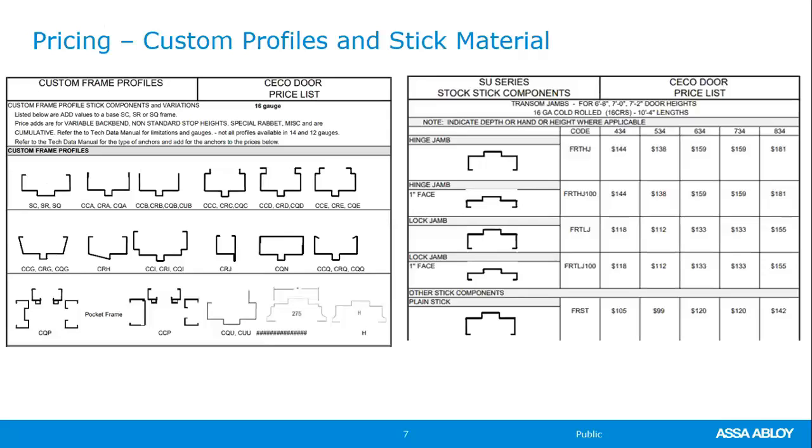And then we get into custom profiles and stick material. This is where you'll see, to the left there, the weird and wonderful stuff. In the price book, we have a snippet of it, but in our tech data, we have a number of pages that go into quite a depth of the different profiles that we have available. So we can get into these different types of profiles. And again, you'll see that stock on your stock stick lengths.